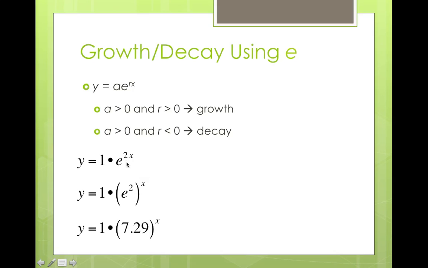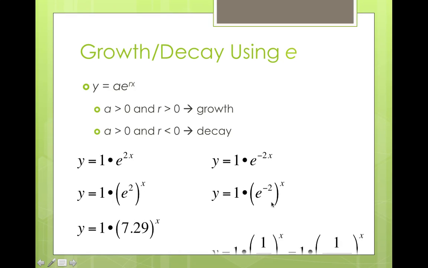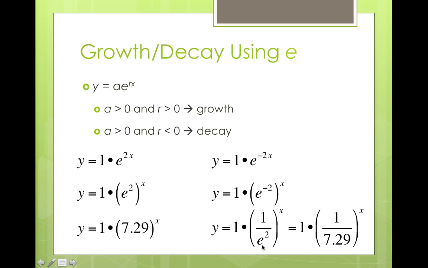But now what if I choose negative 2 for my r? If I go through the same process of splitting this up and making it e to the negative 2 and then to the x, that negative 2 now changes my e to the negative 2 into a fraction. And so it's going to be 1 over e squared rather than just e squared, which means I'm now looking at 1 over 7.29, which is obviously a number that is less than 1. And so that's going to make this a decay equation.